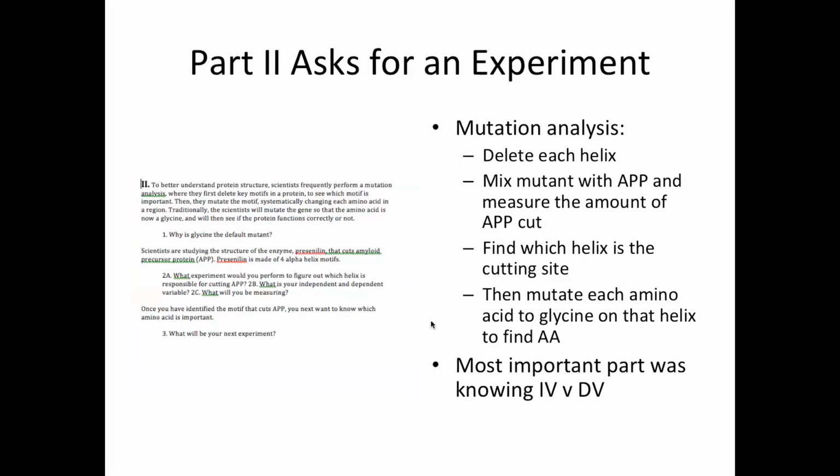The most important part for this section was for you to identify what our independent variable is and what our dependent variable is. The independent one is, again, the thing that we're changing, we're altering. So in this case, it's the helices or the mutants. So we're changing those around. And the dependent variable is what we measure. So we're measuring the amount of APP that's cut. And again, that depends on our independent variable, on our enzyme, on our cleavage.